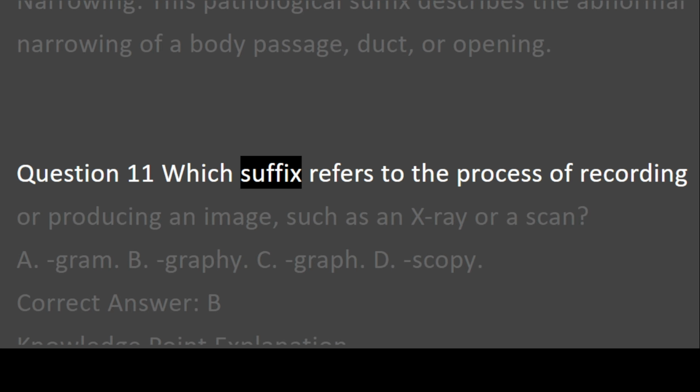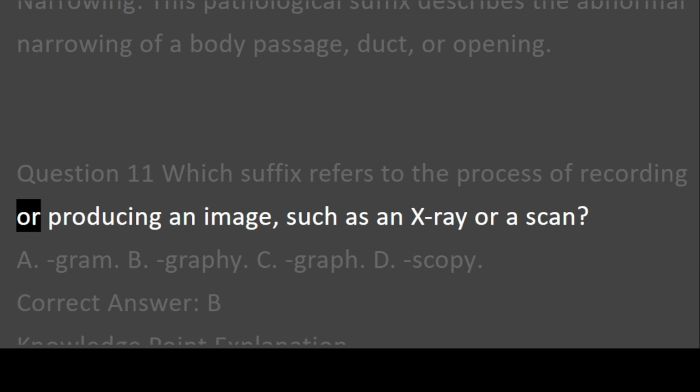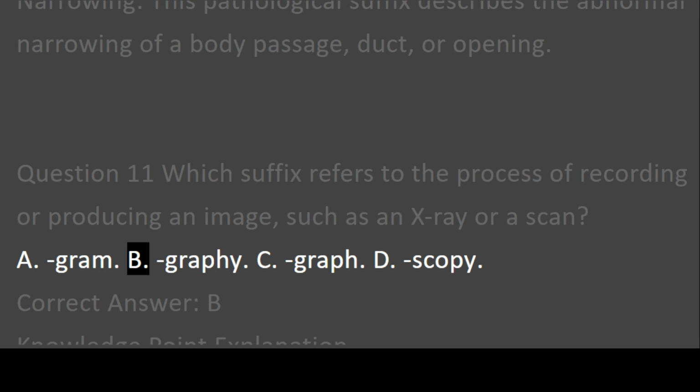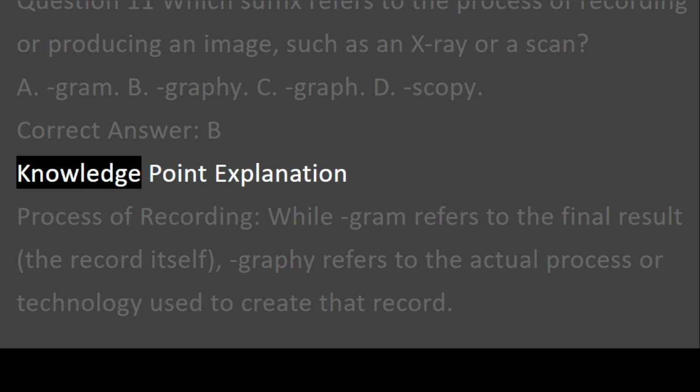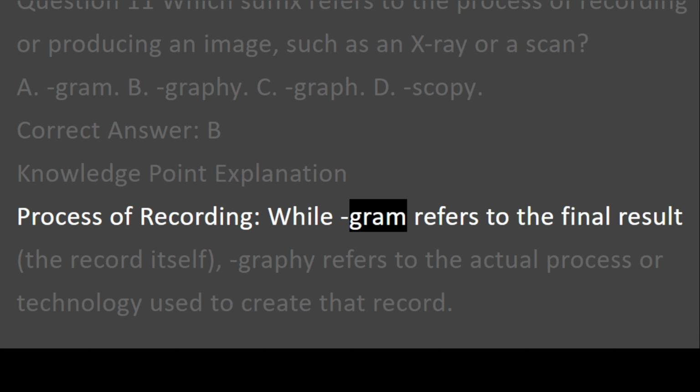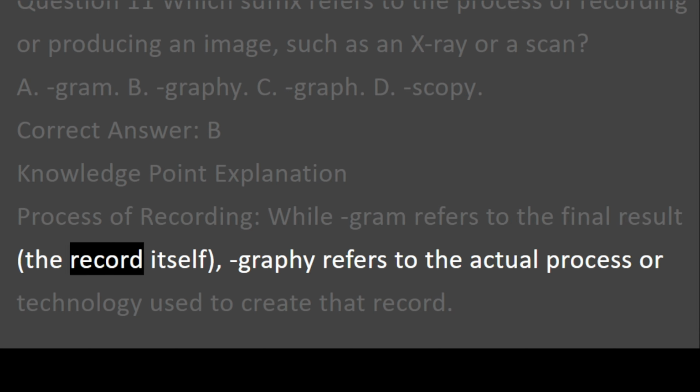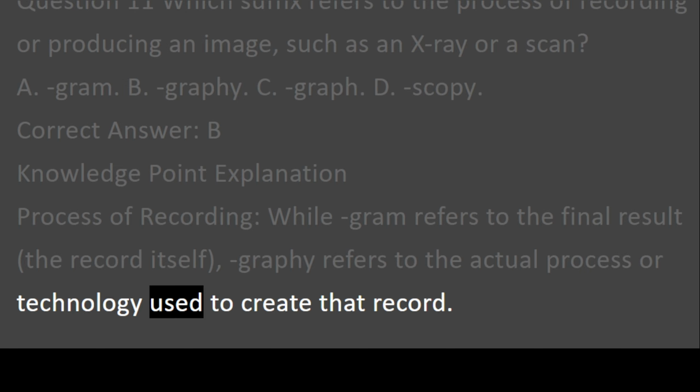Question 11. Which suffix refers to the process of recording or producing an image, such as an X-ray or a scan? A. Gram. B. Graphy. C. Graph. D. Scopy. Correct answer, B. Knowledge point explanation. Process of recording. While gram refers to the final result, the record itself, graphy refers to the actual process or technology used to create that record.